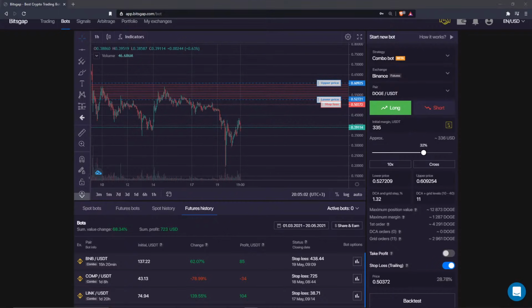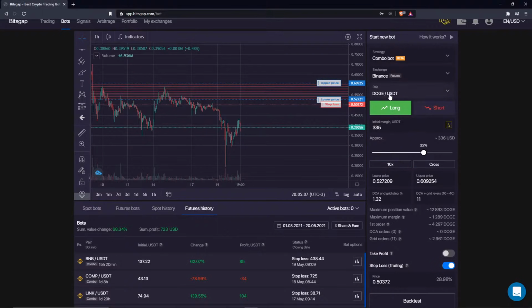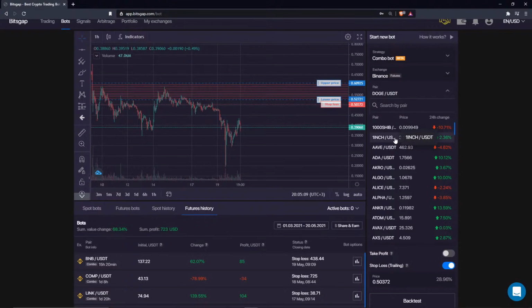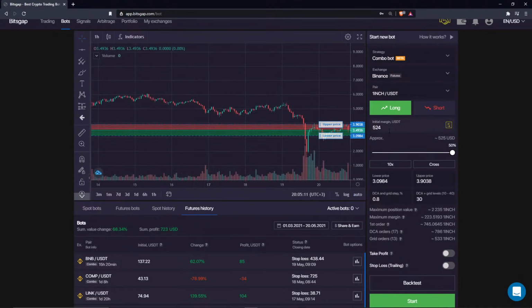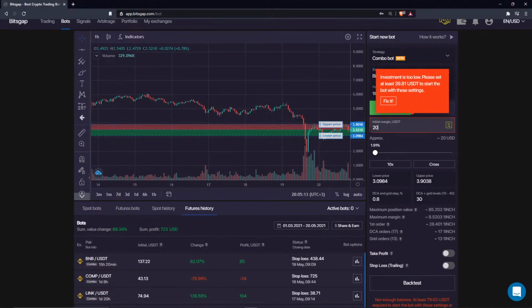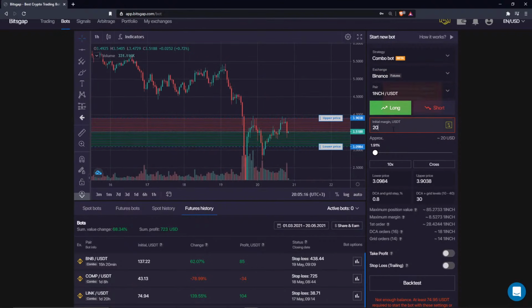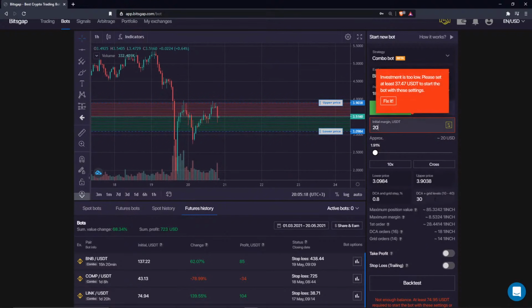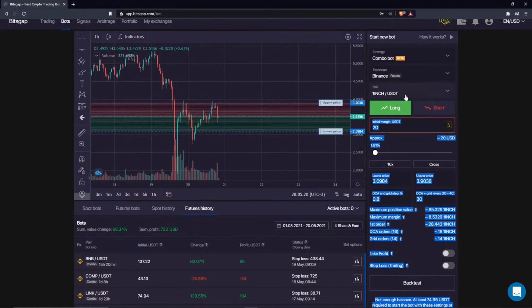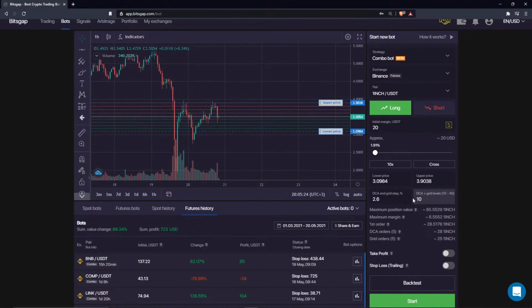I can't set the Combobot with $20 and $40. Well, that actually depends on the coin. So for example, for Doji, let's actually check for 1 inch. If I can afford $20. Okay, so right now it says 39, 37. In order to reduce this requirement, you need to set fewer levels. So let's say 10 levels. Now I can launch this bot with 20 USDT. Okay, whatever, let's launch it with this amount. Start.